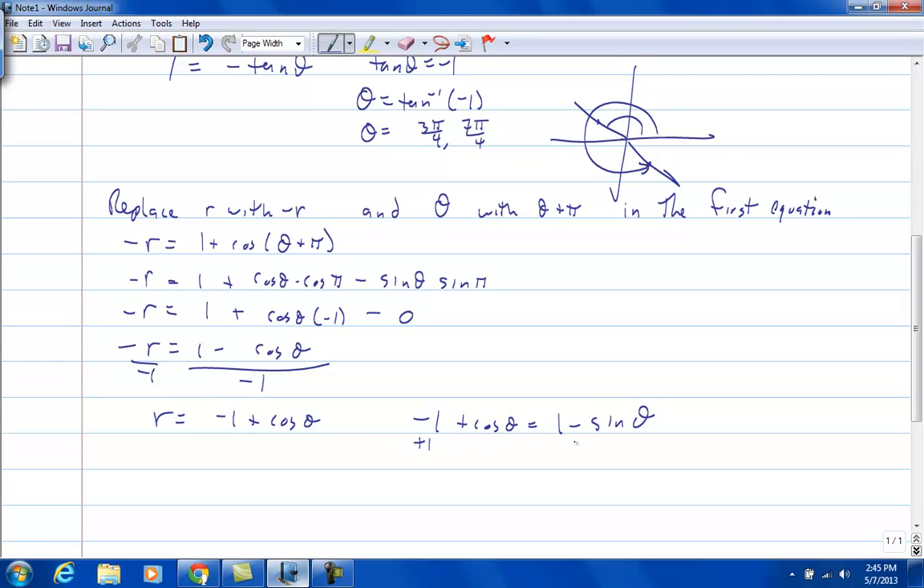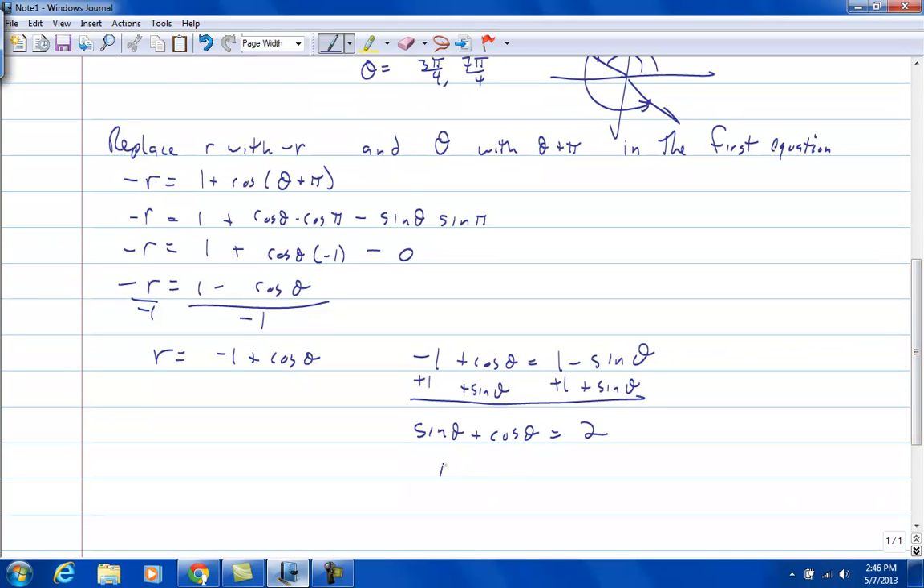And I can add 1 to both sides and add sine to both sides. And we have sine theta plus cosine theta equals 2. Now, there are places that sine and cosine could be equal, but there's never going to be a place that sine is 1 and cosine is 1. If we remember that sine has a maximum value of 1 and cosine has a maximum value of 1, then this can never occur. There's never going to be a place that the two of these added together is going to be 2. So there's no solution from this. So that will not yield any more values.